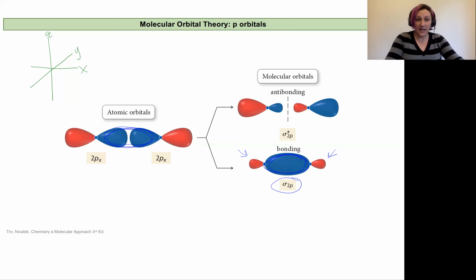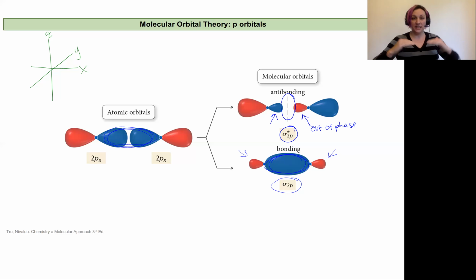And so this will be a sigma 2p bonding orbital. Then the anti-bonding version of this is if they're destructively interfering: they're not going to overlap and build something bigger, they're going to cancel each other out. So we see the creation of a large node in between them, and they're out of phase on either side of that node. They're two different phases, and that creates our sigma star 2p anti-bonding orbital. So here's one of our p bonding and anti-bonding orbitals that we can create.